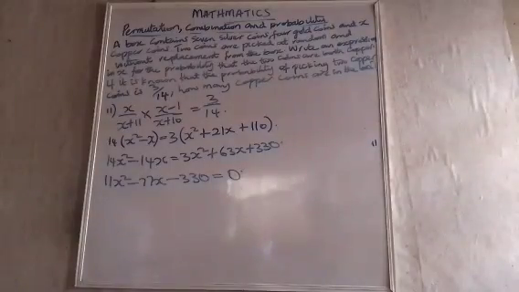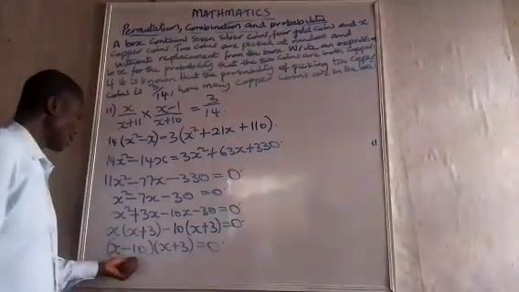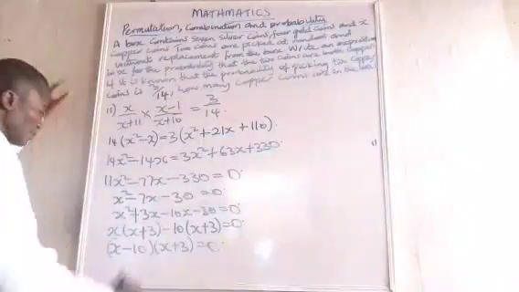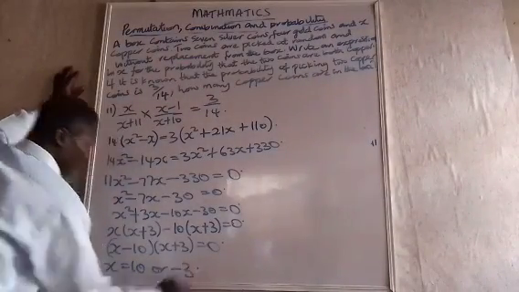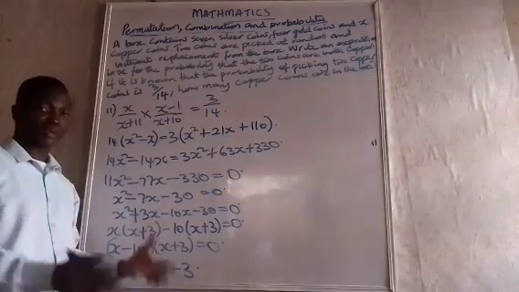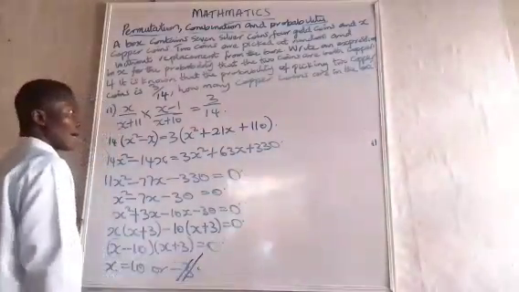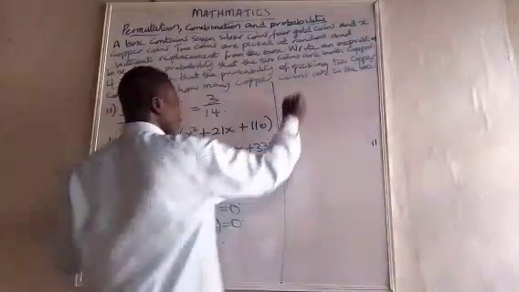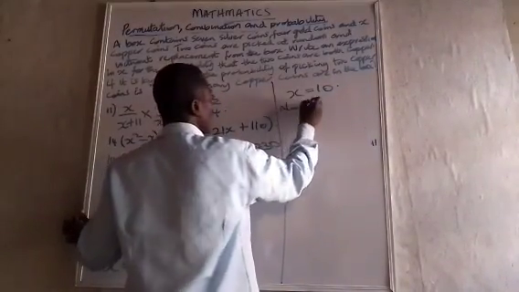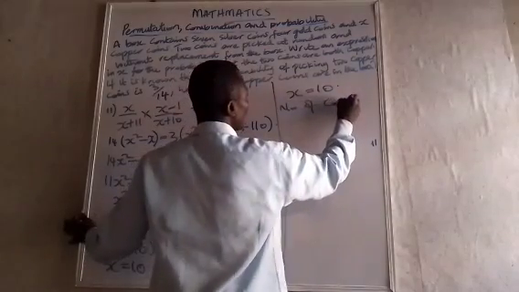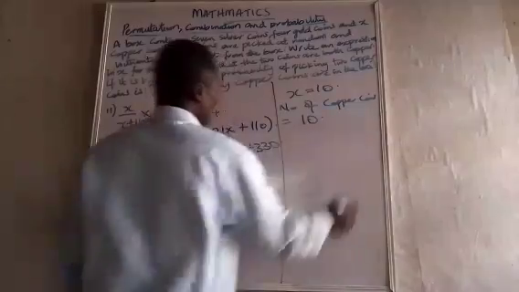All this one has become a quadratic equation to solve. So at the end of the day, I got x minus 10 into x plus 3, so x equals 10 or minus 3. But it is not possible to have minus 3 physical quantities. So minus 3 is not permissible. So x is equal to 10. So the number of copper coins is equal to 10.